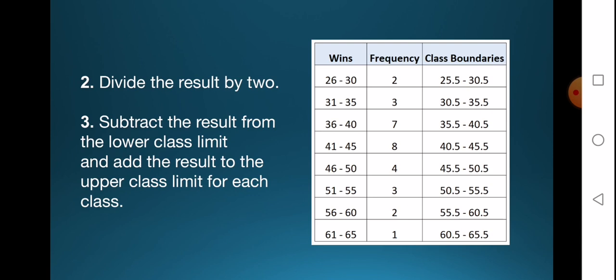We interpret the results as follows. The first class has a lower class boundary of 25.5 and an upper class boundary of 30.5. The second class has a lower class boundary of 30.5 and upper class boundary of 35.5. The third class has a lower class boundary of 35.5 and an upper class boundary of 40.5.